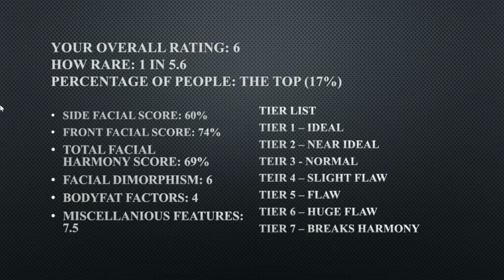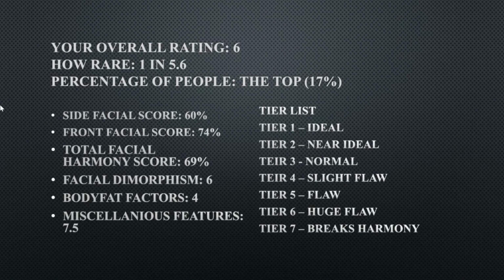And in this video, we're also going to do Ben Shapiro. I need to make sure I say that so I won't forget. His overall facial rating is a 6. How rare is that? That's 1 in 5.6 people. His percentage of people is the top 17%. The side facial score is a 60% for the harmony. His front facial score harmony is a 74%. His total facial harmony is a 69%. His facial dimorphism is a 6. His body fat factors is a 4. His miscellaneous features is a 7.5.